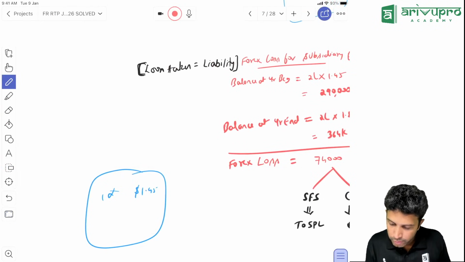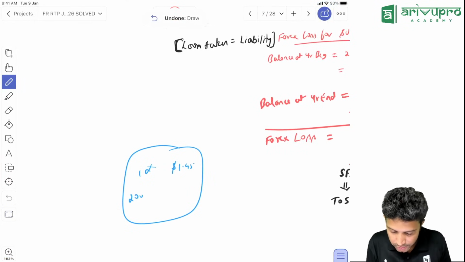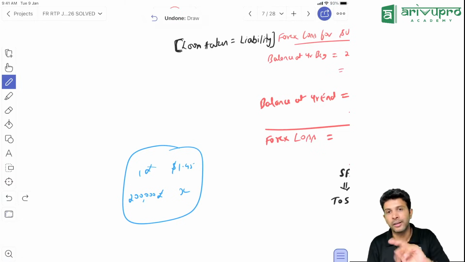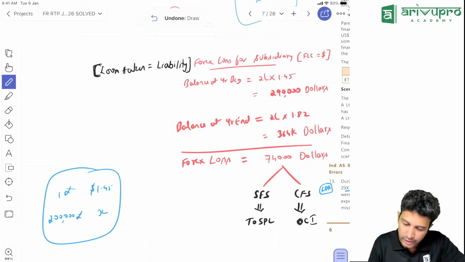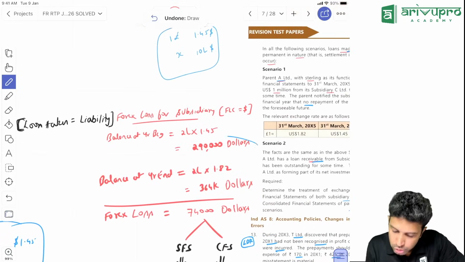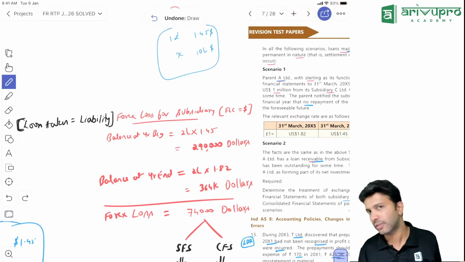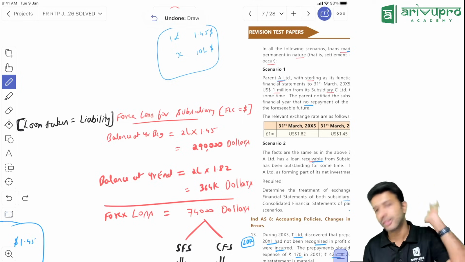So therefore, how much? 2 lakh pounds will be how much? So that means this is not a case of division, it's a case of multiplication. So last year they would have done 2 lakh into 1.45. So when the subsidiary prepared the balance sheet of last year, they were showing this loan as a financial liability at $290,000.